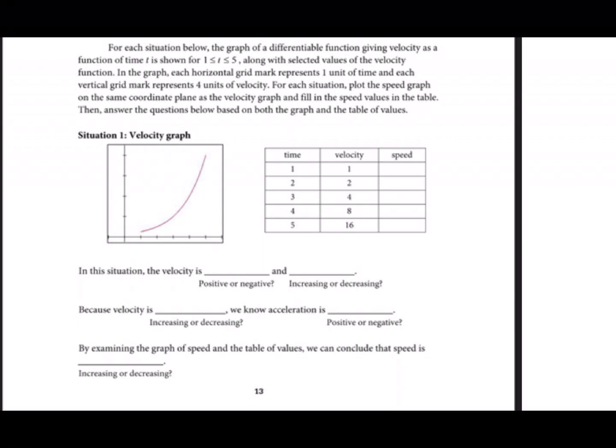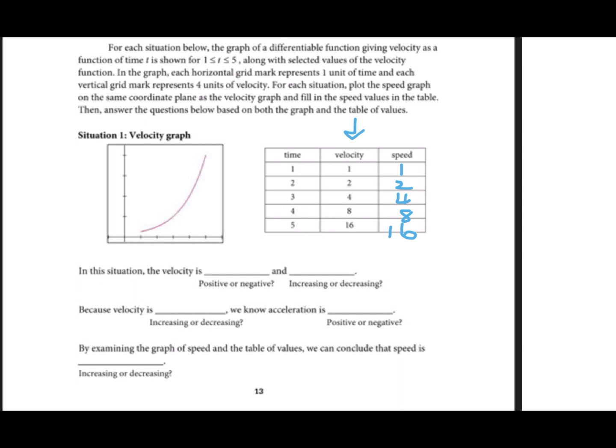So now, if you guys can fill in the table, this first one seems very redundant. You see I have time 1, 2, 3, 4, 5. I have velocity at each of those times in this column right here. And we just want to figure out what the speed would be. Well, if velocity is 1, speed is also 1 because speed is the absolute value of velocity. If the velocity is 2, the speed is also 2. If velocity is 4, speed is 4. If velocity is 8, speed is 8. If velocity is 16, speed is 16.